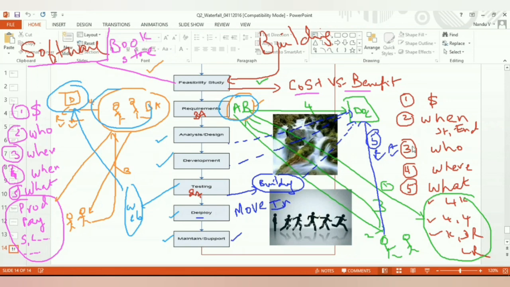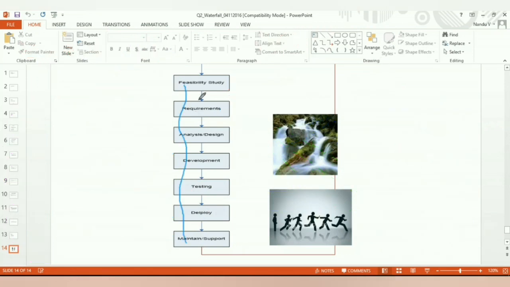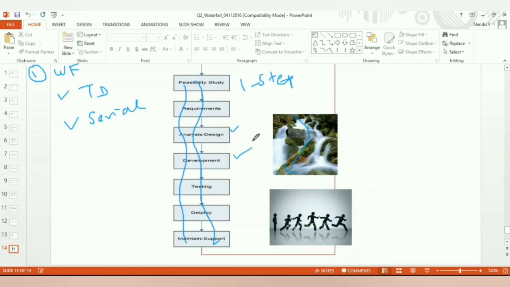So to conclude, this is called the waterfall process because it falls down like a waterfall from top to bottom. Top-down structure. It is serial. Serial means one step at a time. Theoretically, one step completes before you go to the next step. But in reality, does it work that way? No. There is some back and forth happening.